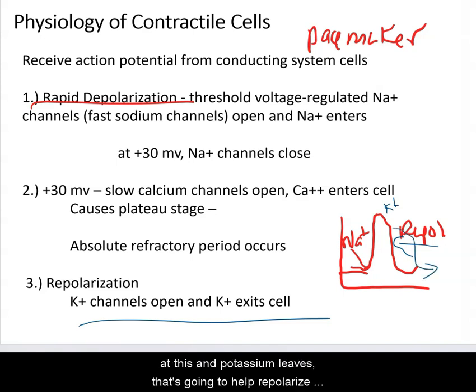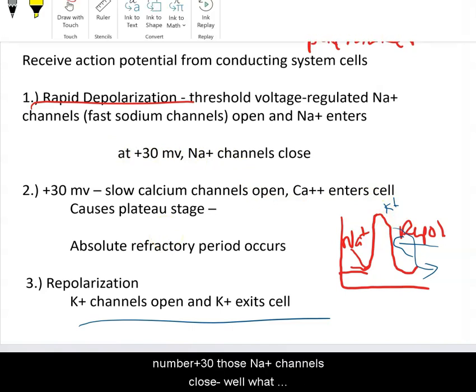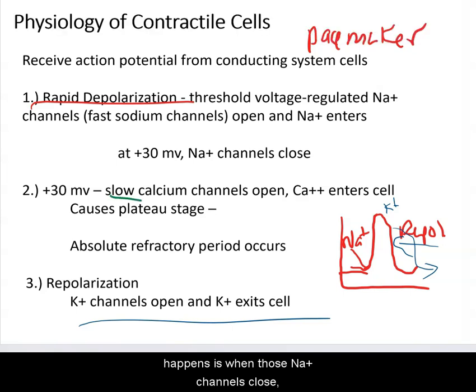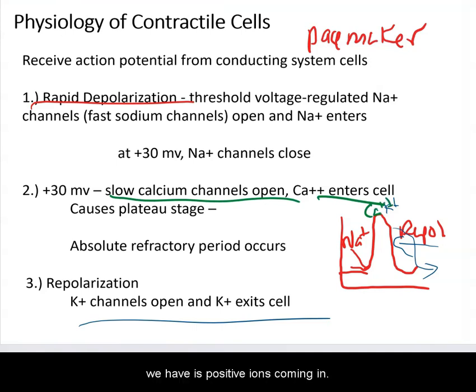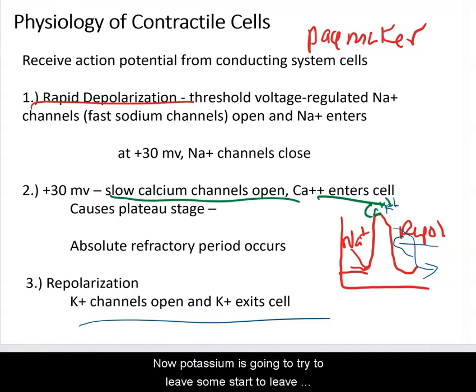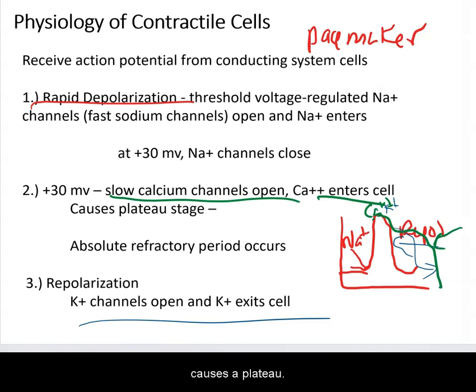However, the difference is what you see here for number 2. When cardiac muscle depolarizes, when sodium enters, when it reaches the magic number plus 30, those sodium channels close. Well, what happens is when those sodium channels close, calcium channels open, and calcium enters the cell. So what we have is positive ions coming in. Now, potassium is going to try to leave. It's going to start to leave. But with the calcium coming in, you see this thing like this. And I have a better picture coming up. It causes this thing called a plateau. So the calcium enters, and it causes a plateau.